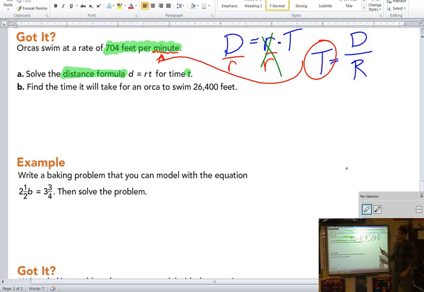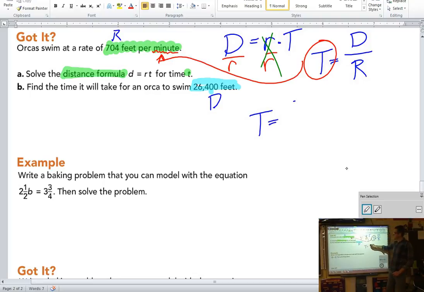So now it says, find the time it will take for an orca to swim 26,400 feet. So we know, what is the 704 feet per minute? Is that distance, rate, or time? Casey? This is distance, 704 feet per minute. Oh, no, I forgot about that. But what is the feet per minute? Right, rate. So that's distance. This is rate. So set up your formula.